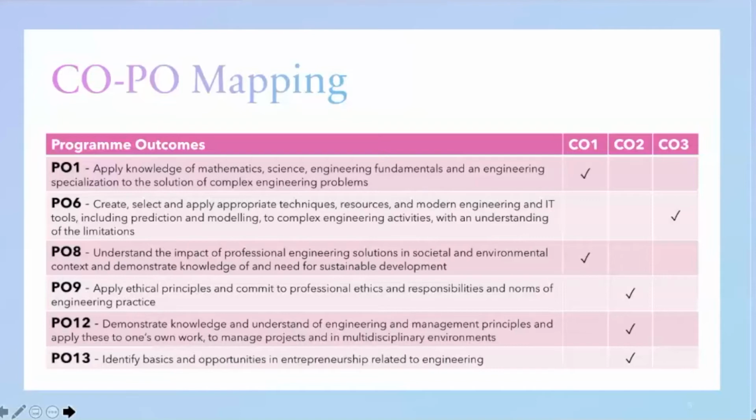PO13, the last program outcome, is about identifying basic opportunities in entrepreneurship related to engineering. Okay, so that is about the CO-PO mapping. You do not need to worry about the program outcomes. What you need to focus on are the course outcomes: course outcome number 1, course outcome number 2, and course outcome number 3. Alright, those will be assessed in your assignment, project, test, and final exam. Right?